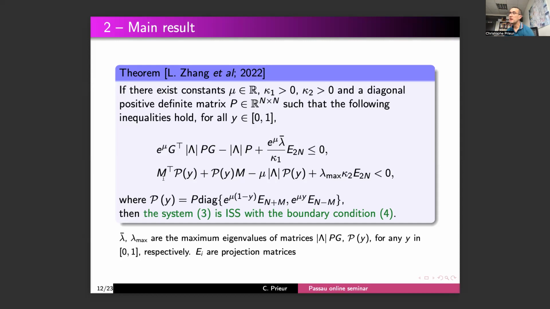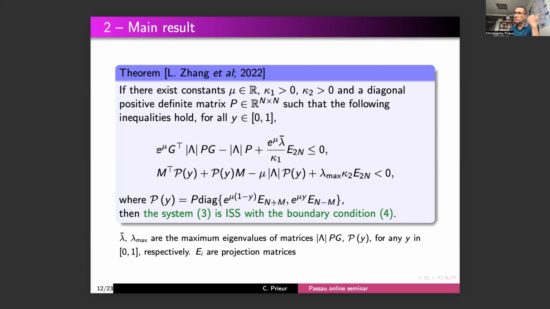And the second inequality depends on the source term. The source term is given by the matrix capital M. And the characteristic P of y is just this matrix, the diagonal matrix P multiplied by a diagonal matrix. The first eigenvalues, which are positive, I multiply by exponential of mu minus y plus 1, and the second ones I multiply by exponential of mu y, times P. And lambda max is just the maximal eigenvalue of the matrix that you obtain there.